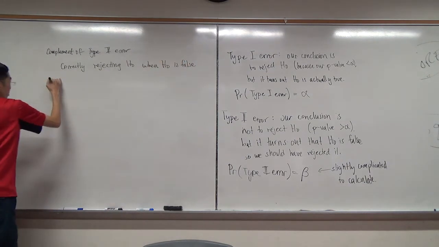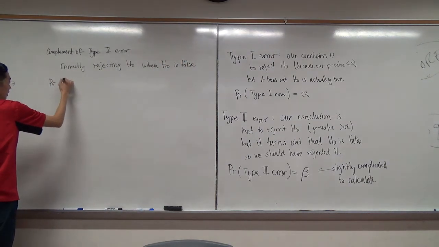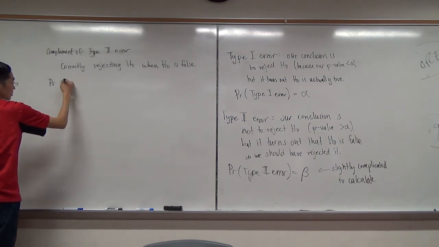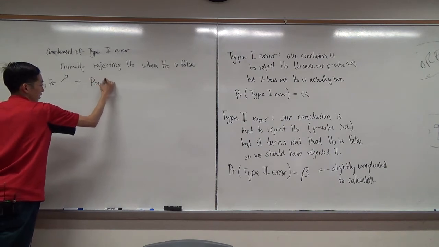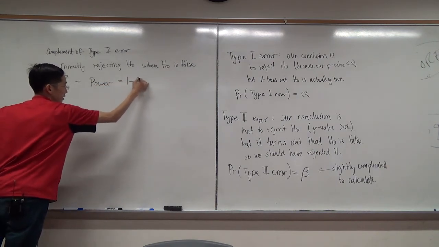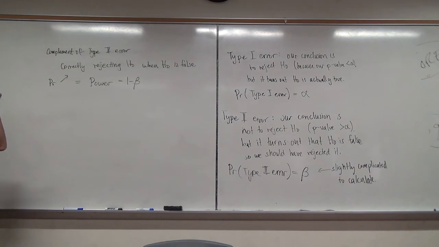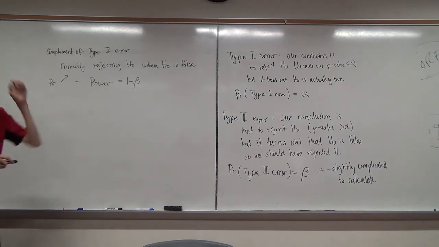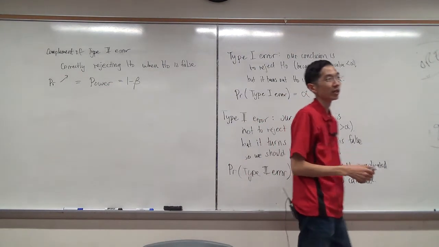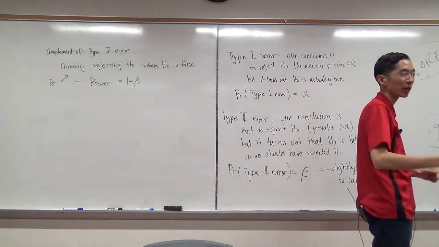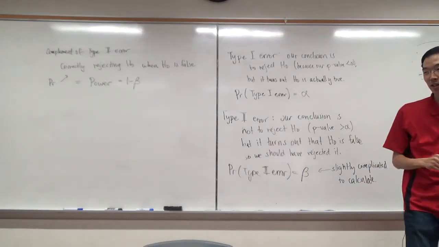And the probability of this is called the power. So power is equal to 1 minus beta. So the probability of not committing a type 2 error, or correctly rejecting the null when the null hypothesis is false, is known as the power. So we talk about tests being powerful, and that means it's going to properly detect when the null hypothesis is false.